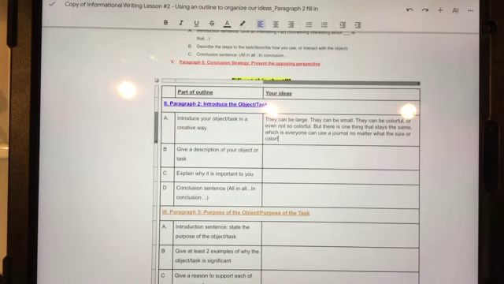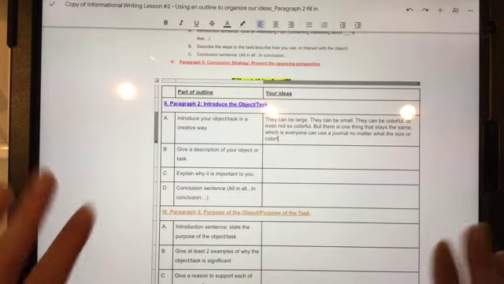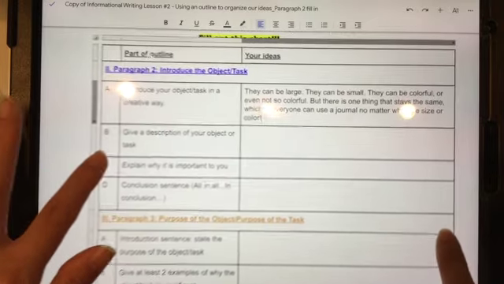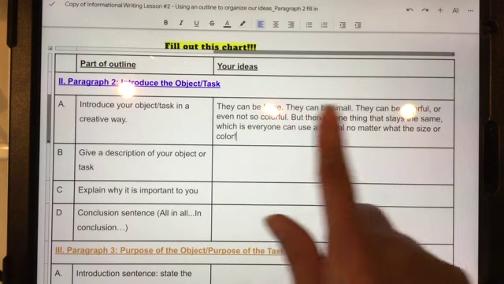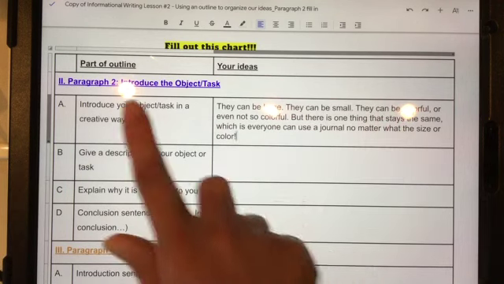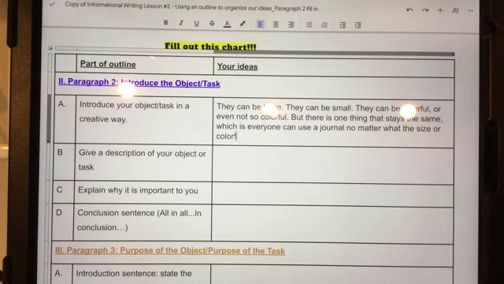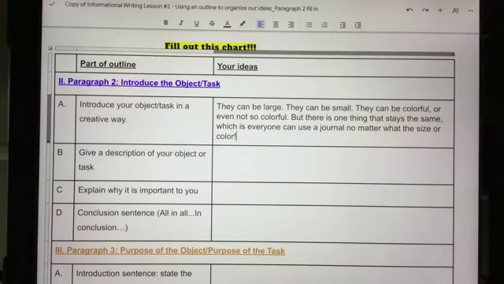They can be large, they can be small, they can be colorful, or even not so colorful. But there is one thing that stays the same, which is everyone can use a journal, no matter what the size or color. Okay, let's see if I can make this bigger for you. Sorry, these are my lights above my desk. So let's see. There we go, much better.